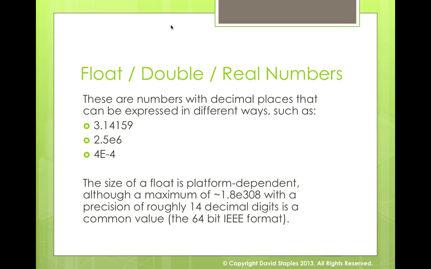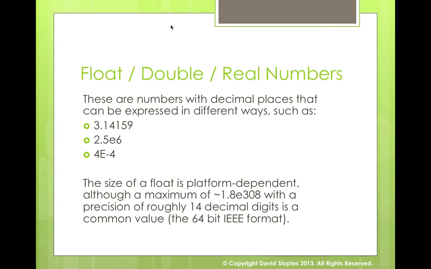And next we've got float, or double, or real numbers, and these are basically just numbers that have decimal places, and they can be expressed in a couple of different ways. Some examples are perhaps pi, 3.14159, and of course it keeps on going from there, but this should serve as a pretty decent example. 2.5e6, so it does support scientific notation, both in the positive and negative, so you could also write just 4e-4.